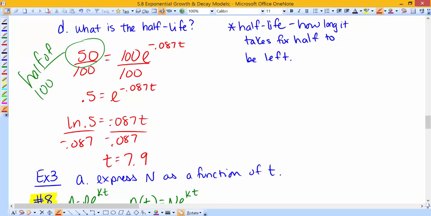I have E, so I want to get rid of the E, so I ln both sides. So I have the natural log of 0.5, and then I divide by negative 0.087, and I get 7.9 days, years, whatever this function was expressed in.